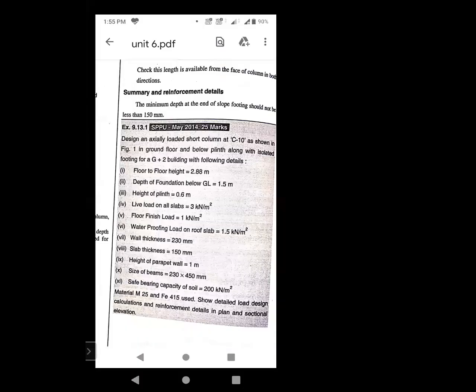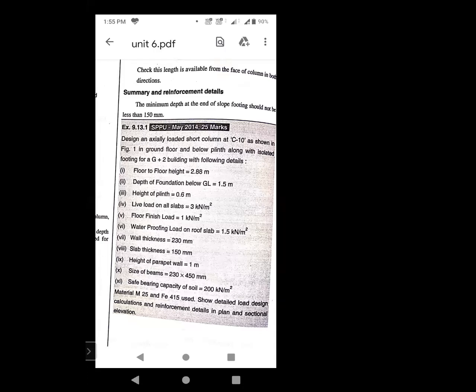In the last section, we discussed the design steps of footing. Now we are going to take a numerical based on the same. Here is a question which was asked in 2014 for 25 marks.